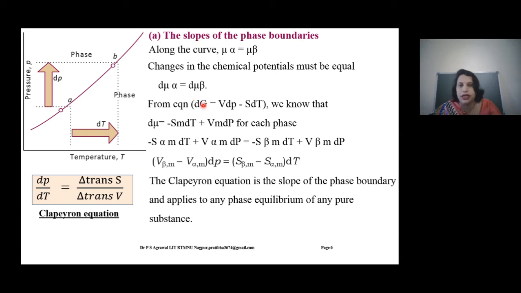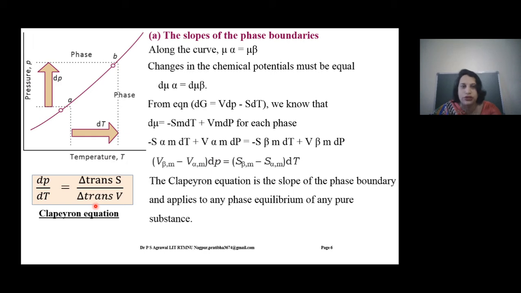So applying this, we know that dG is equal to VdP minus SdT. So dμ is equal to minus S_m dT plus V_m dP. Keeping this equilibrium for two phases, we can come to the conclusion that this difference in volume times dP is equal to this difference in entropy times dT, which can be rearranged to dP by dT is equal to change in entropy to change in volume. This dP by dT is nothing but our Clapeyron equation.